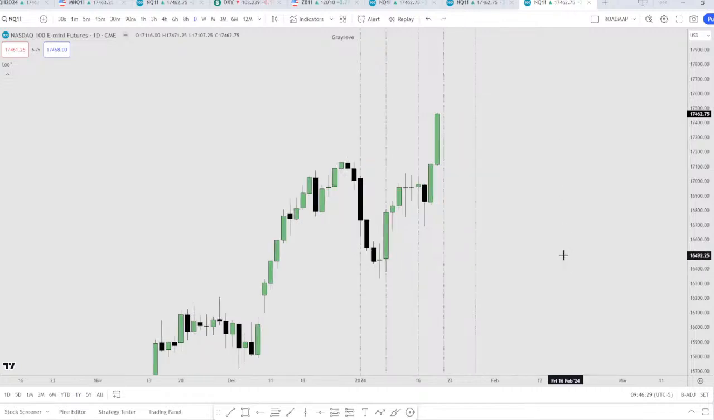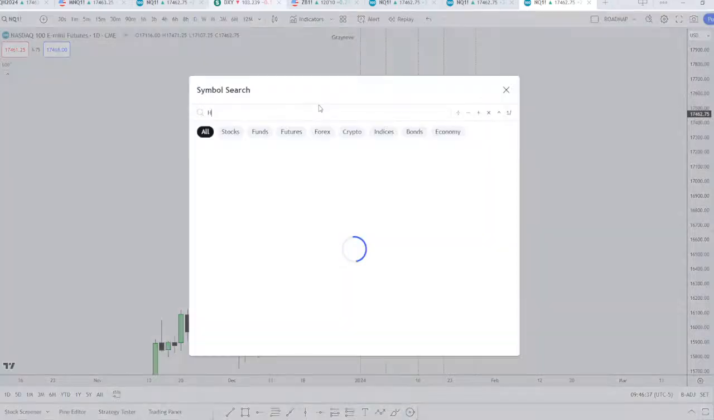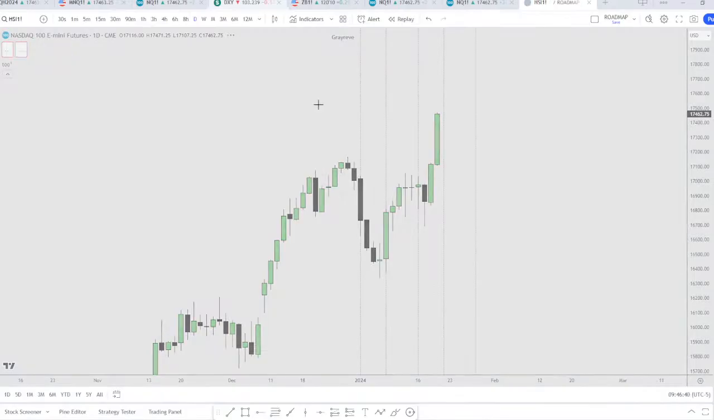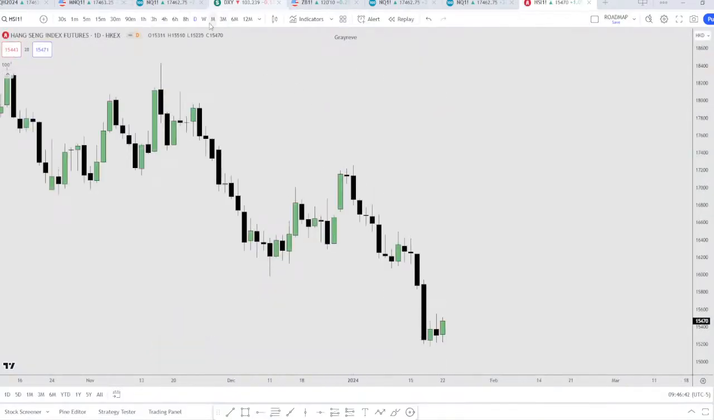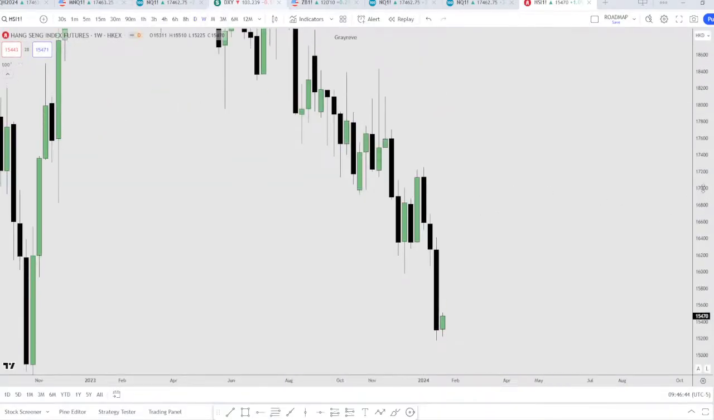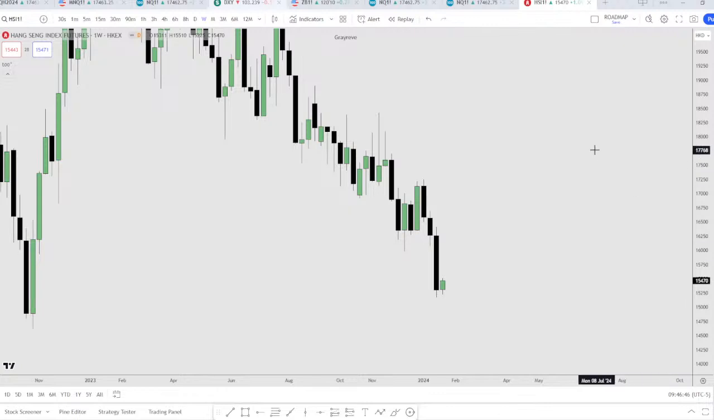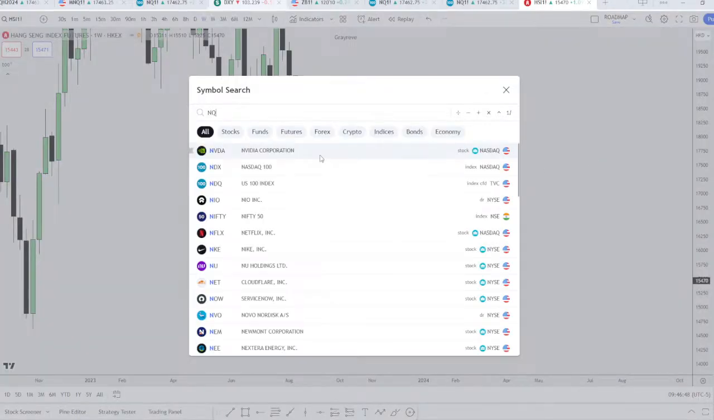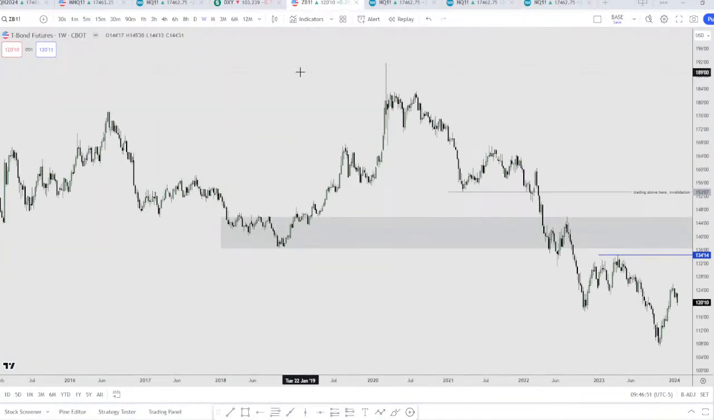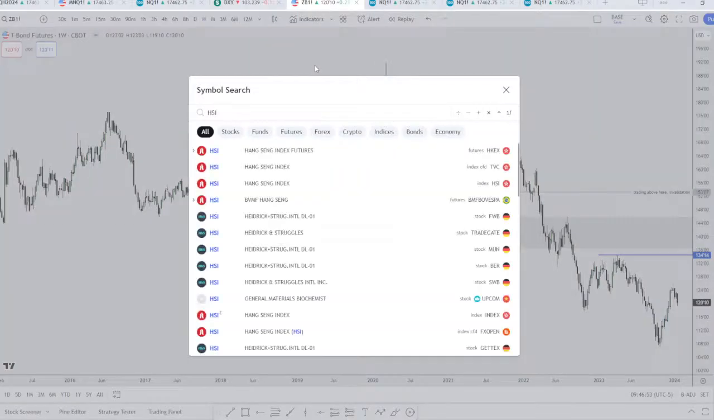So yeah, that's it for indices and DXY. I'm gonna move on to HSI. Okay, so HSI is pretty interesting. If you have watched all my, okay, maybe not on this template here, let me switch templates. HSI.